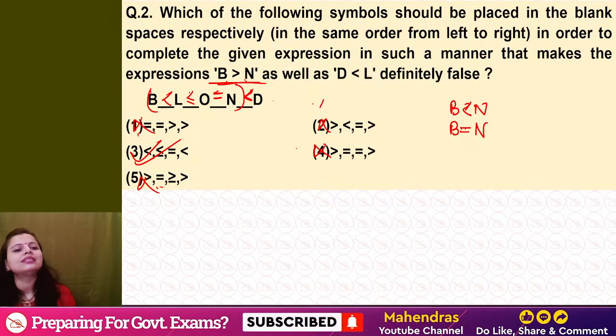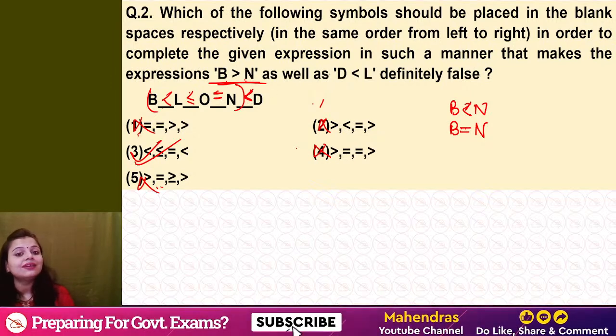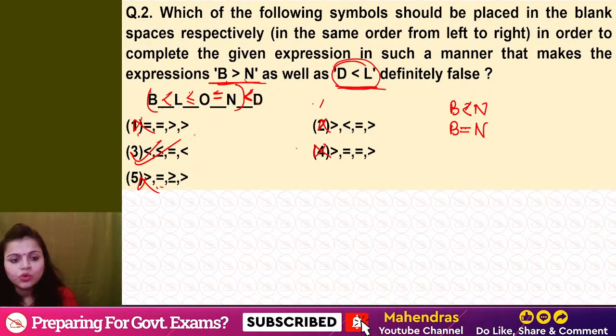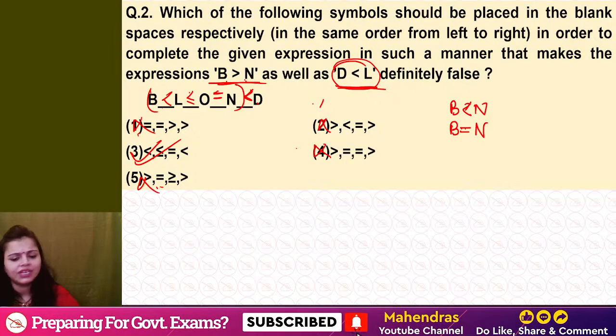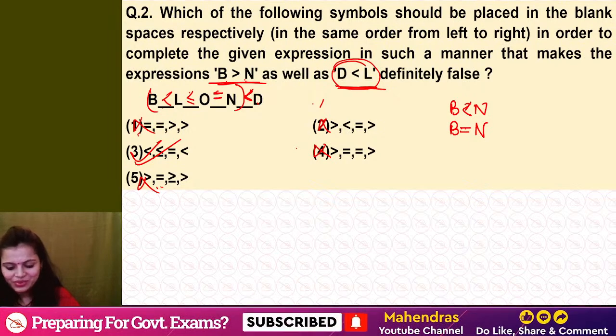So B is less than D. B is less than N. And D is greater than L. So again, less is definitely false now. So D is greater than L. So yes, option 3 is right. No, not 2. Option 2 is giving you the C and D case. And for C and D, we cannot say definitely false. So the second one is wrong. So your answer will be option 3, not 2. Okay.